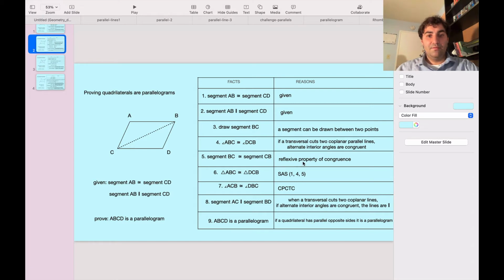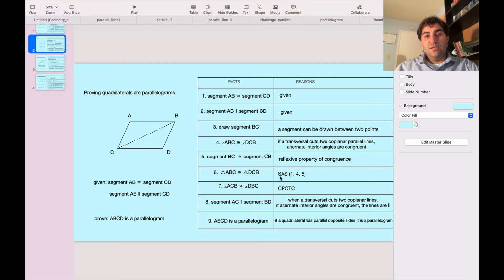I'm going to apply the reflexive property of congruence. So segment BC is congruent to itself, or segment CB. Again, I specifically set up the ordering so it would be more clear when we do the triangle congruence postulate, but it doesn't really matter.